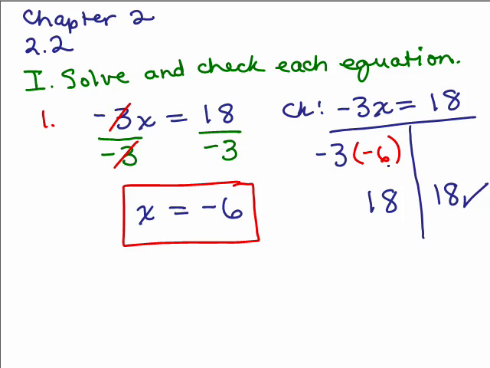So when you plug in negative 6, it's a true equation since you have the same number on both sides of the equal sign. Therefore, negative 6 is the correct solution. And one way of writing the solution set is inside these braces.